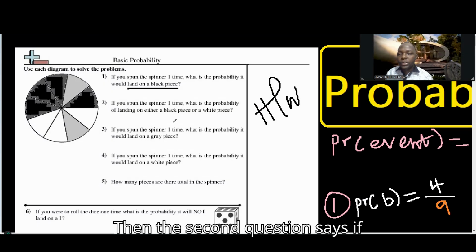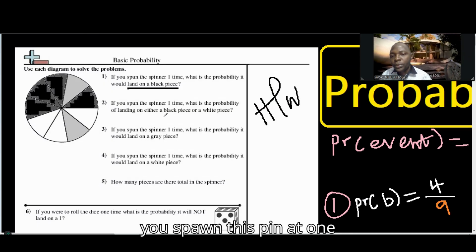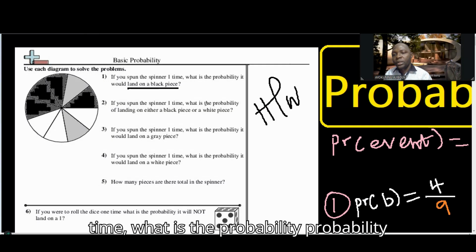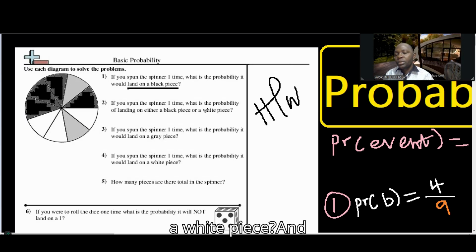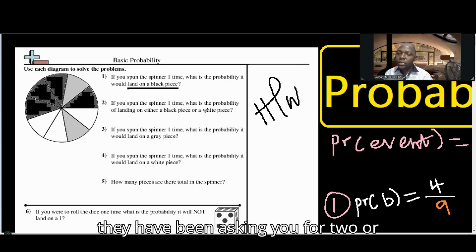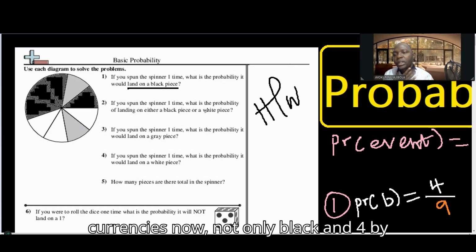Then the second question says, if you spun the spinner one time, what is the probability of landing on either a black or a white piece? Now they are asking you for two occurrences, not only black.